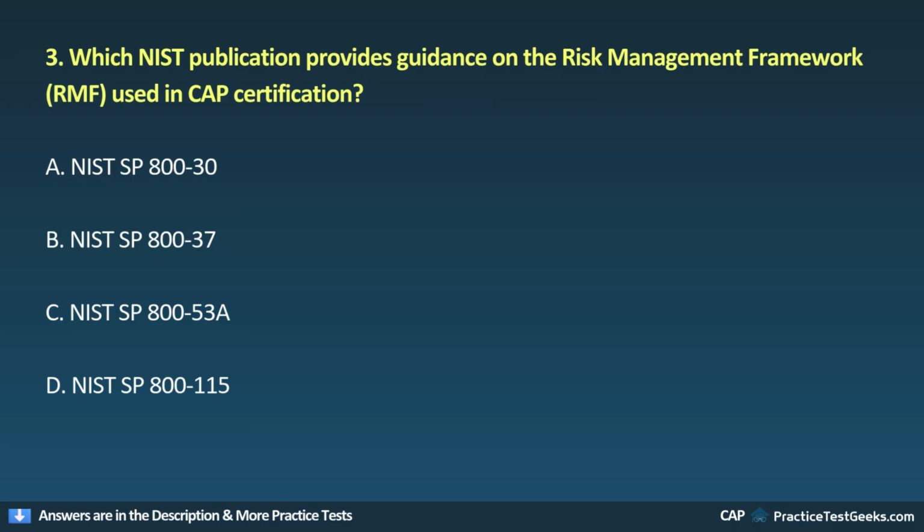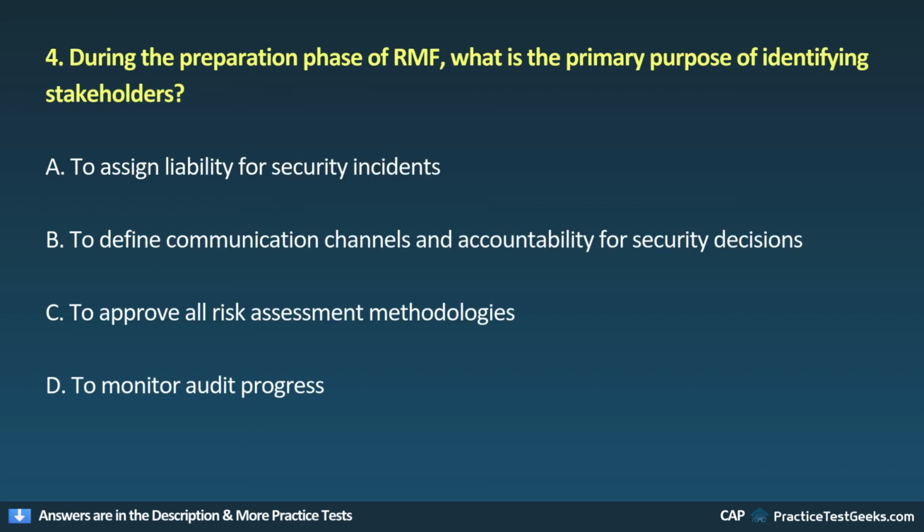3. Which NIST publication provides guidance on the Risk Management Framework, RMF, used in CAP certification? A. NIST SP 830. B. NIST SP 837. C. NIST SP 853A. D. NIST SP 800-115.